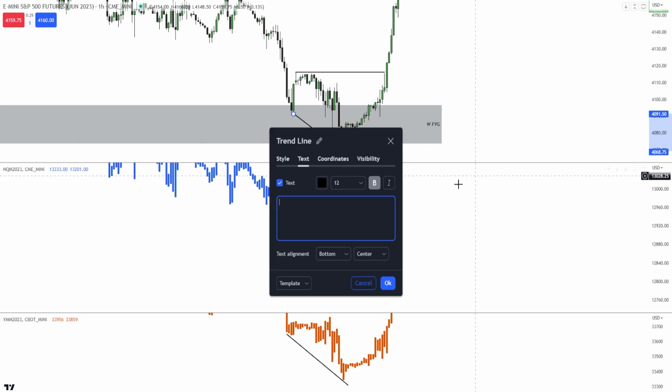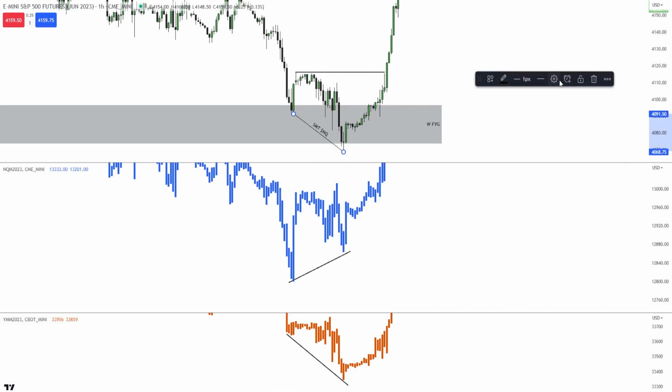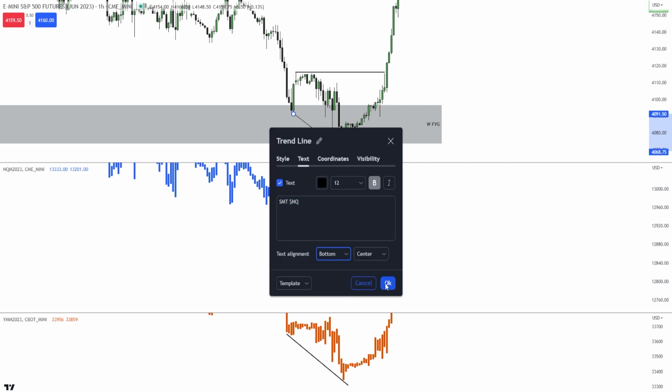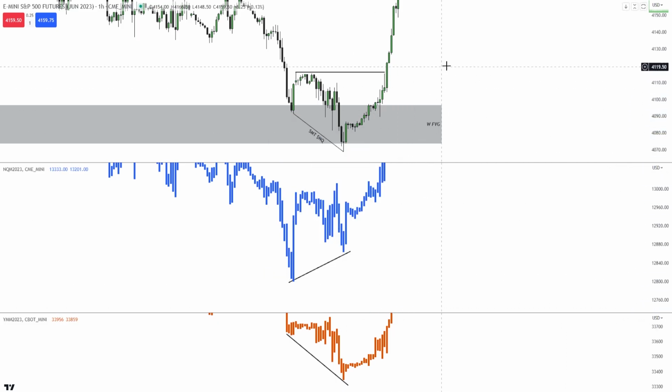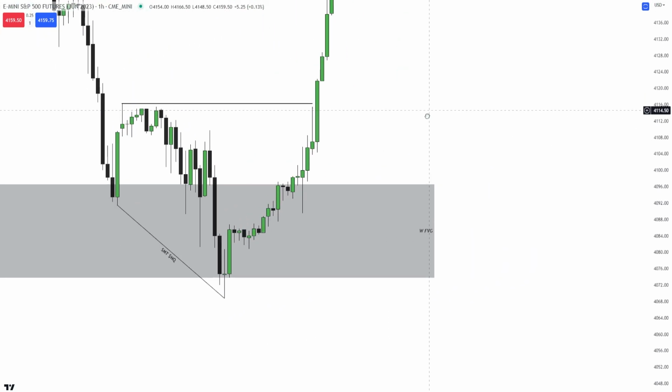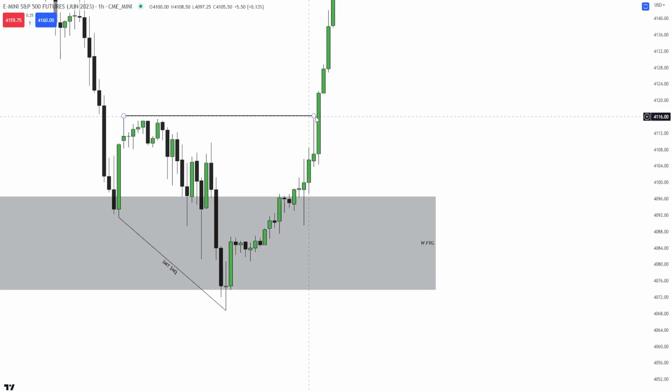So what I like to do, I have a template set up, SMT between both of these, and I will have it marked out. And then usually I will put it on the bottom. So then I can take these back away, right? Now I know I have a SMT here. I'm looking for a breaking structure through this high.